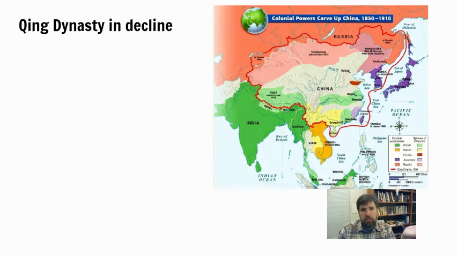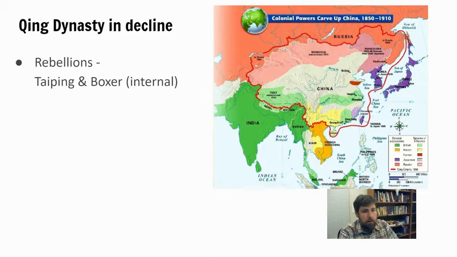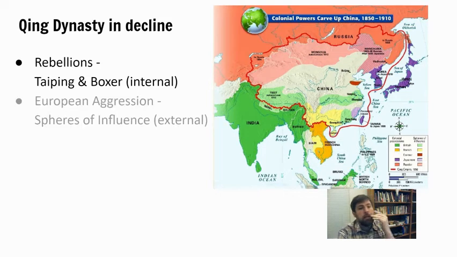We've already talked about the decline of the Qing Dynasty a bit. This is review, right? But we talked about one internal cause, which was the rebellions, the Taiping Rebellion and the Boxer Rebellion, which were these massive internal conflicts where peasants revolted against the Qing Dynasty and millions of people were killed during the 19th century. We also talked about European aggression against China.